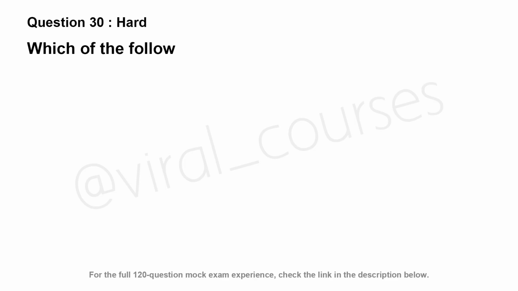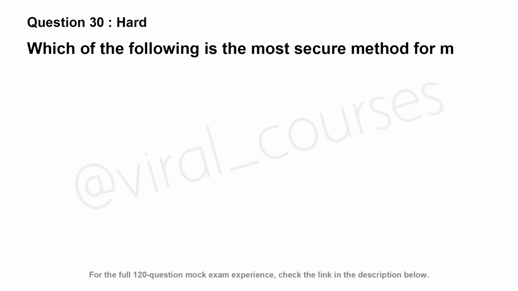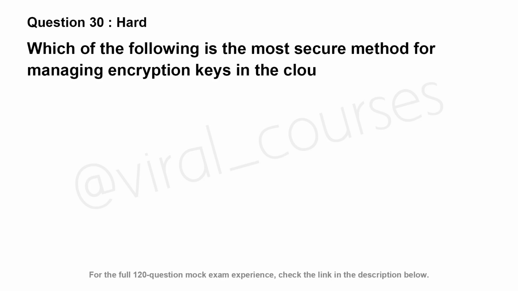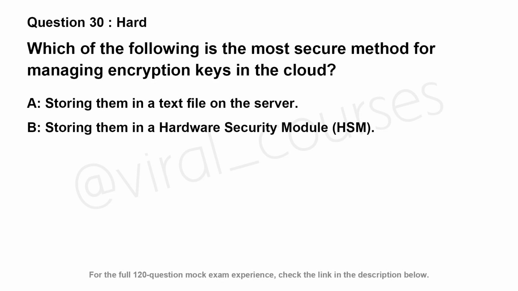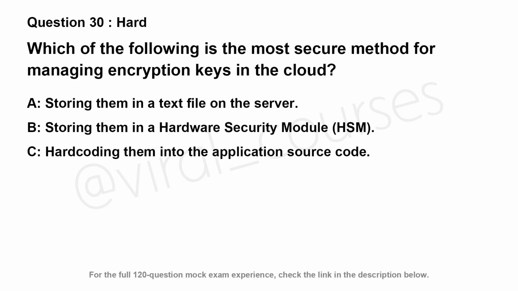Which of the following is the most secure method for managing encryption keys in the cloud? Option A. Storing them in a text file on the server. Option B. Storing them in a hardware security module, HSM. Option C. Hardcoding them into the application source code. Option D. Emailing them to the IT manager.